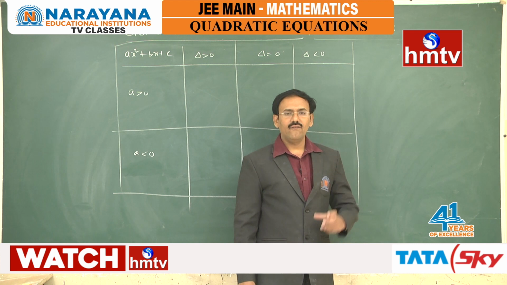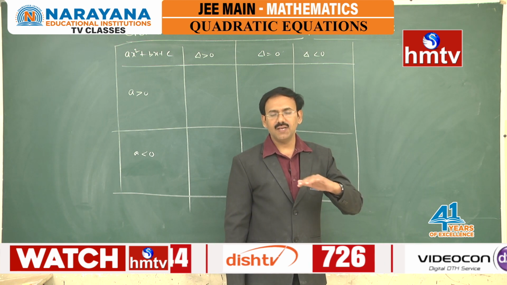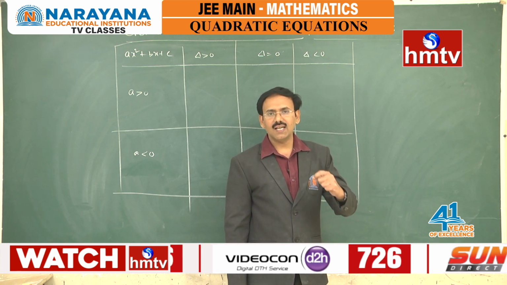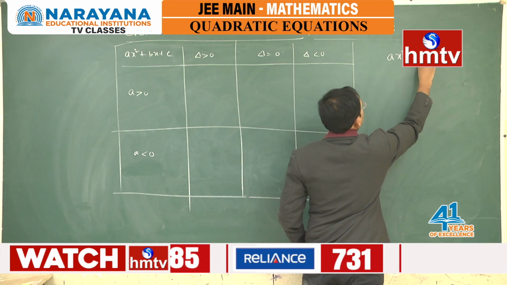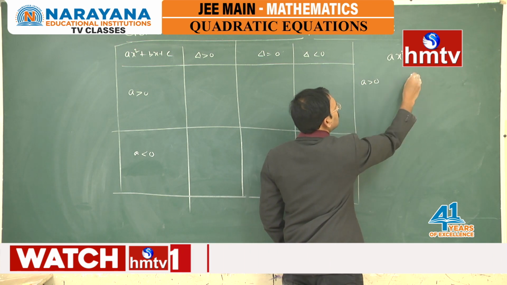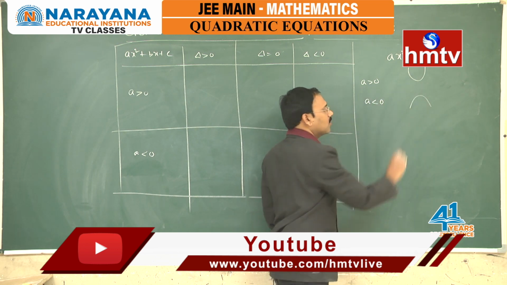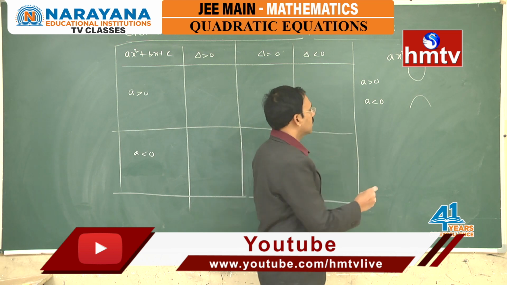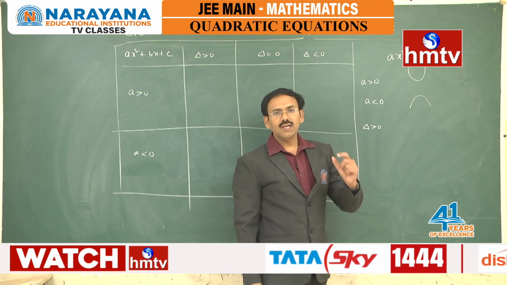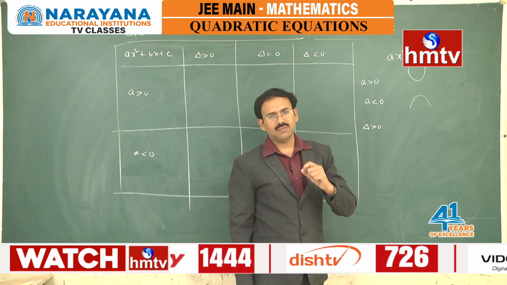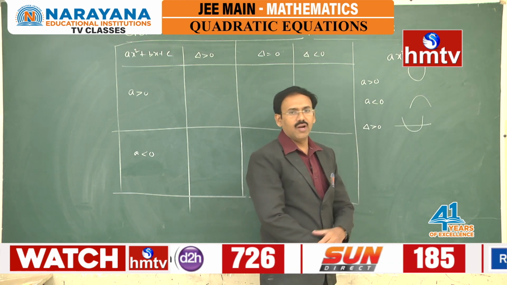Now, let us see various cases of graphs of a quadratic expression ax square plus bx plus c. Before that, let us recollect 2 points, that is, for ax square plus bx plus c, if a is positive, the graph will be an upper parabola. If a is negative, it will be a down parabola. Next, for a quadratic expression, suppose delta is positive, it is going to 0 two times, that means it is going to have 2 real roots. So, it has to cut the x axis at 2 points.